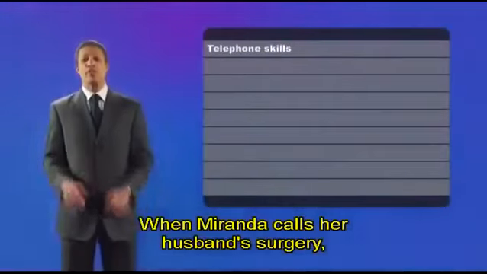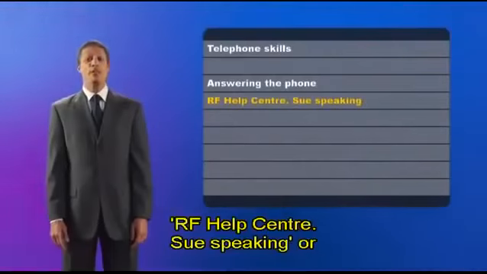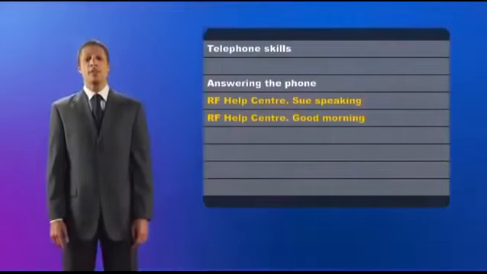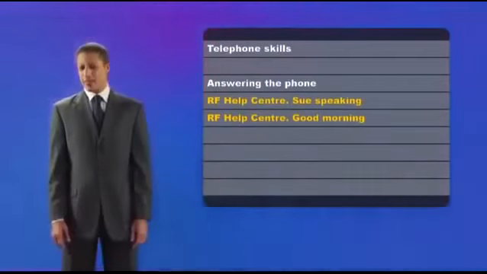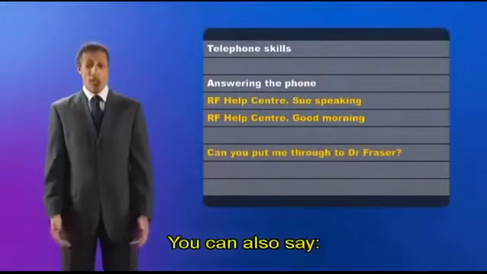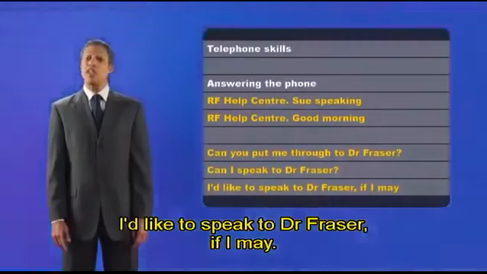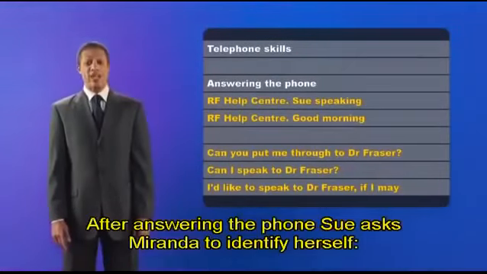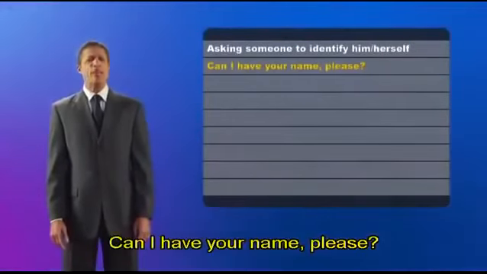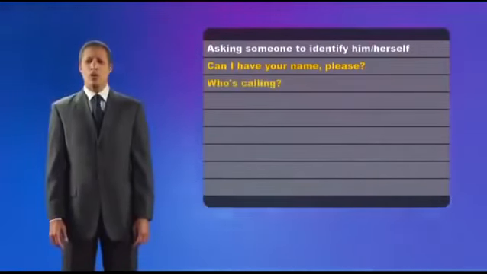When Miranda calls her husband's surgery, Sue, the secretary, answers the phone. RF Help Center, Sue speaking, or RF Help Center, good morning. Miranda wants to speak to her husband, Ray, so she says, can you put me through to Dr. Fraser? You can also say, can I speak to Dr. Fraser? I'd like to speak to Dr. Fraser if I may. After answering the phone, Sue asks Miranda to identify herself. Can I have your name, please? You can also say, who's calling? Or who's speaking?